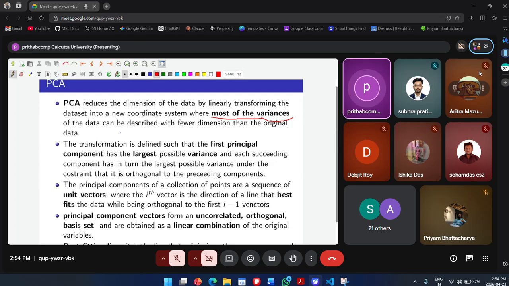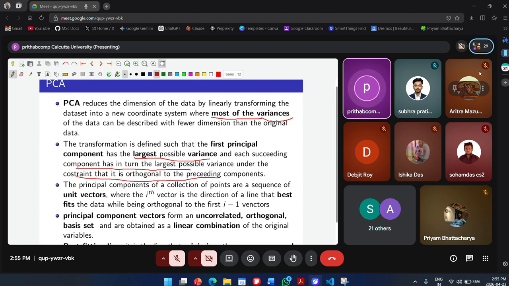So what loss will we be calculating? The variances. The coordinate system should be defined in such a way that most of the variances of the data will be captured. So this transformation is defined such that the first principal component has the largest possible variance, and each succeeding component has in turn the largest possible variance under the constraint that it is orthogonal to the preceding components.